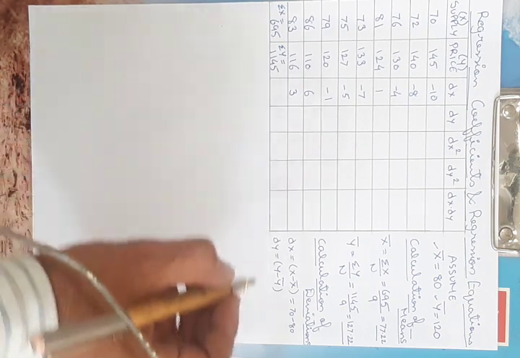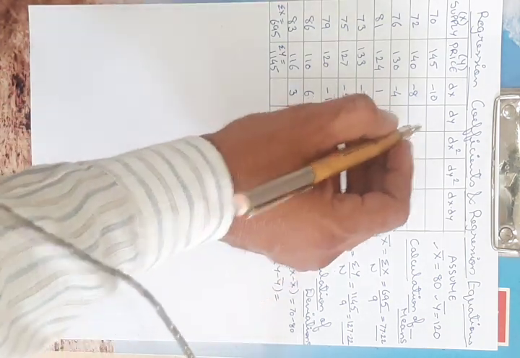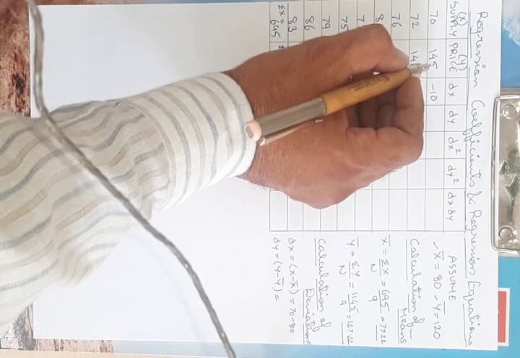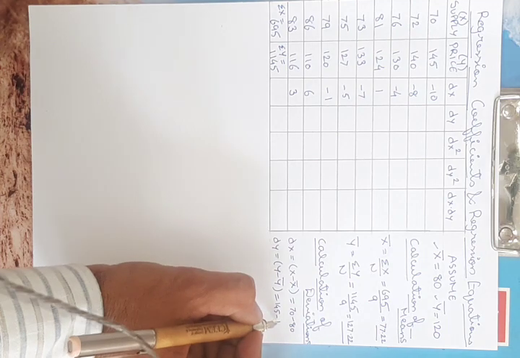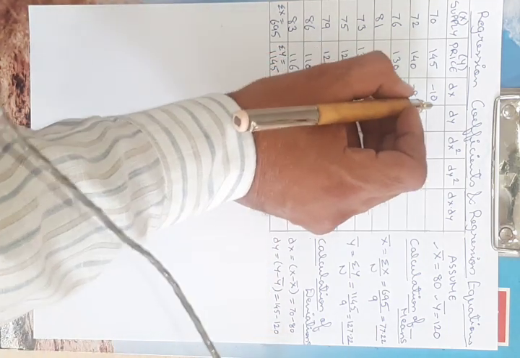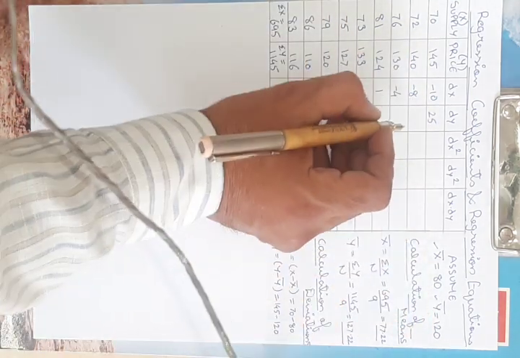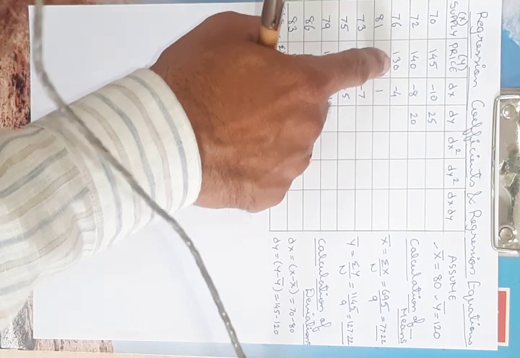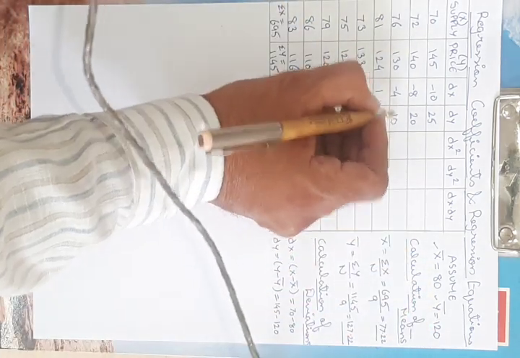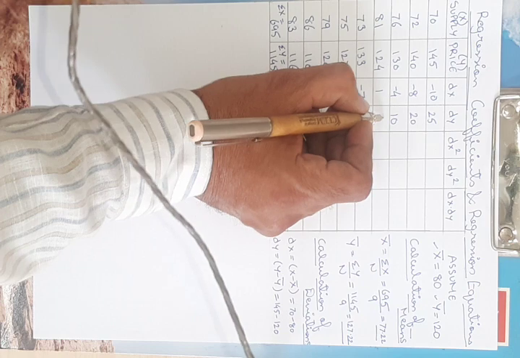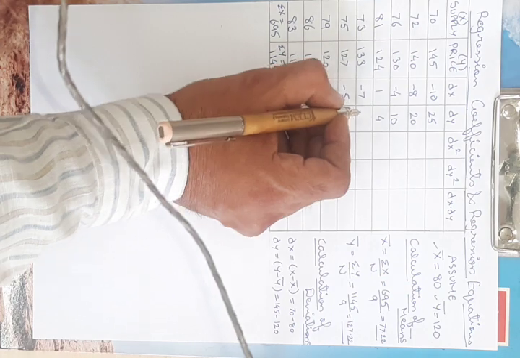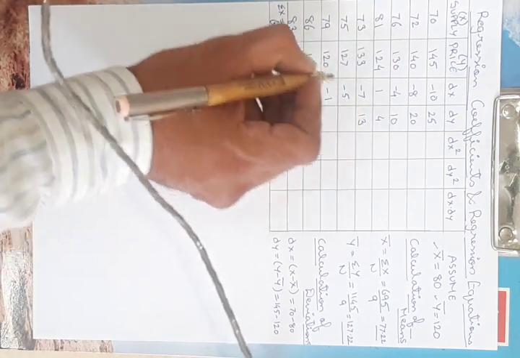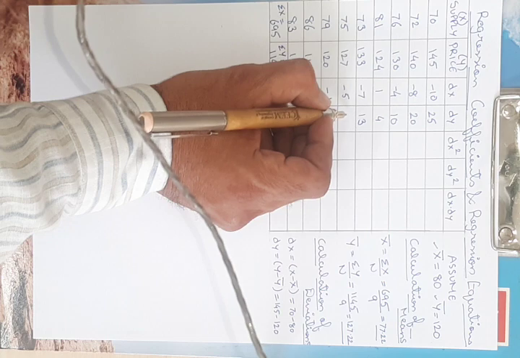In a similar way, we need to calculate the deviation of y, that is dy. dy is y minus the assumed mean. The first value of y is 145. So this is 145 minus the assumed mean, 120. The difference is 25. Next, 140 minus 120 comes out to be 20. Similarly, 130 minus 120 comes out to be 10. 124 minus 120 comes out to be 4. 133 minus 120 comes out to be 13. 127 minus 120 comes out to be 7.